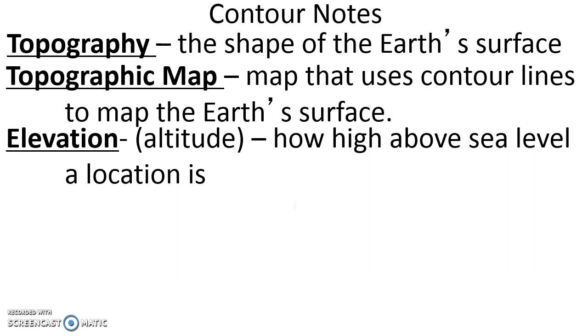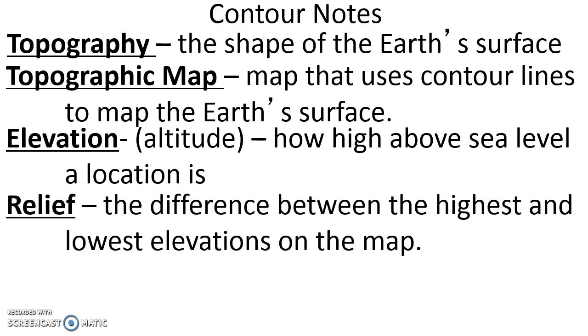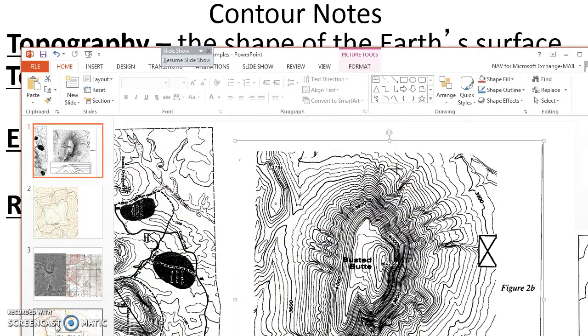Now, the relief has to do with the difference between the highest spot on the map and the lowest spot on the map. In other words, how much does the elevation change on this particular map that you're looking at? So you'd have to find the lowest number and the highest number in order to calculate the relief. All right, here's an example of a topographic map.